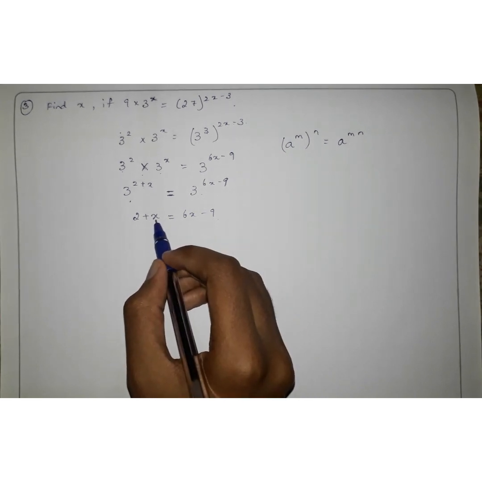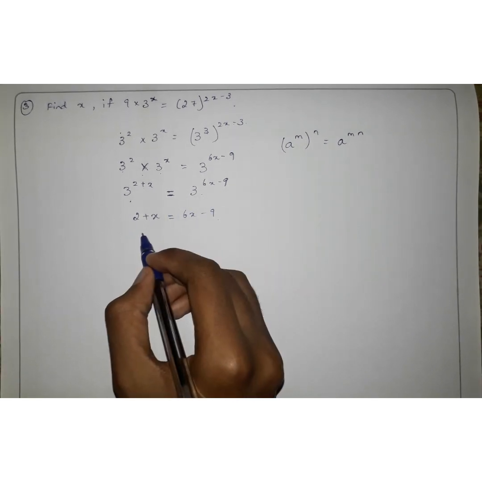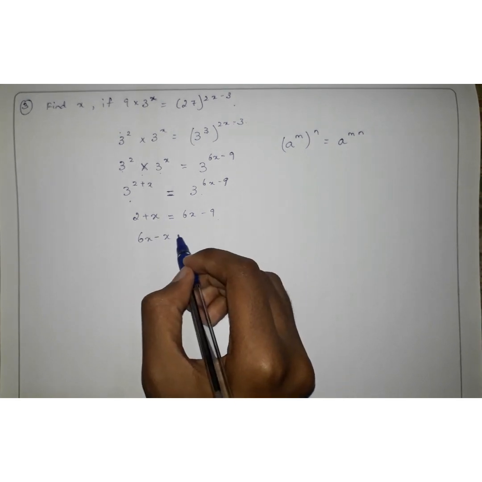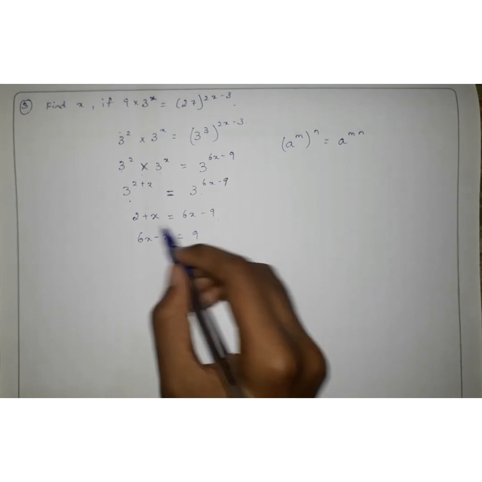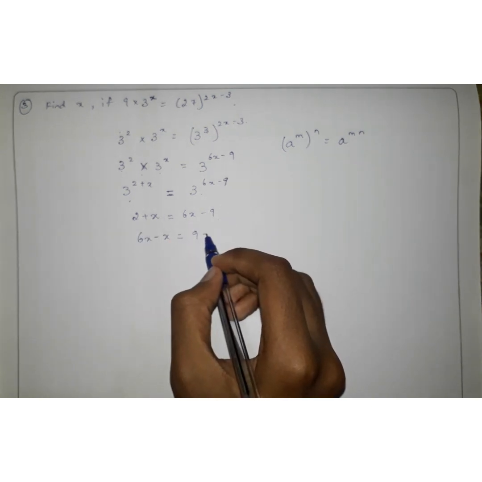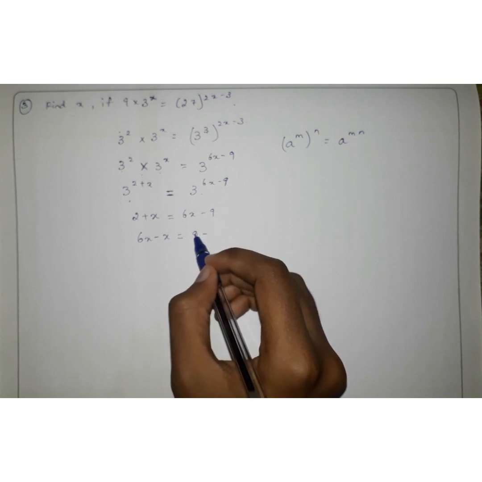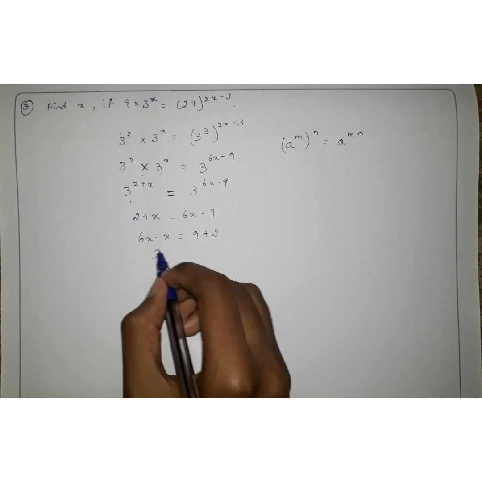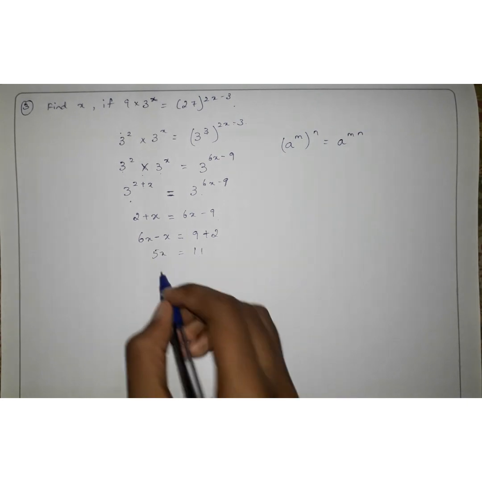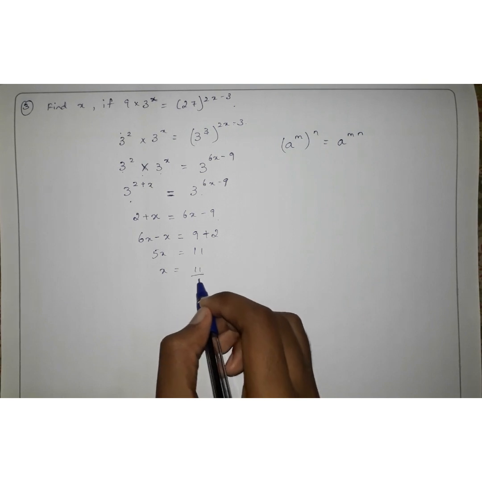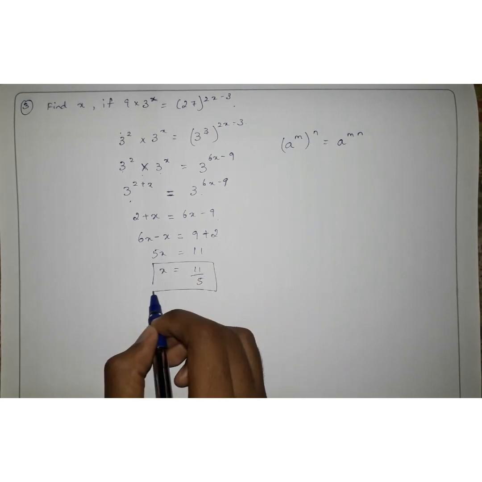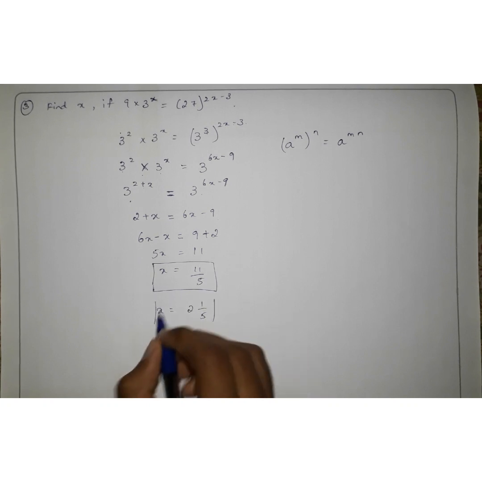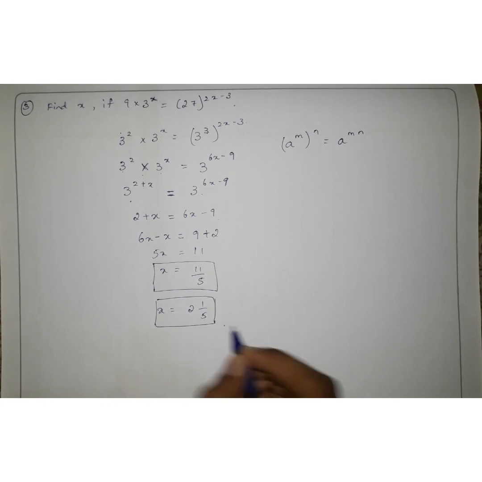In order to solve this equation, I'm going to shift all the x terms to one side. So 6x, I'm going to shift this x that side, so it will be minus x. And now 9 will be shifted that side and 2 will be there, so it will be 9 plus 2. So 6x minus x is 5x is equal to 9 plus 2 is 11. So x will be 11 by 5. So the x value is 11 by 5, or you can write x as 2 1 by 5 in mixed fraction. Anything is fine. Thank you.